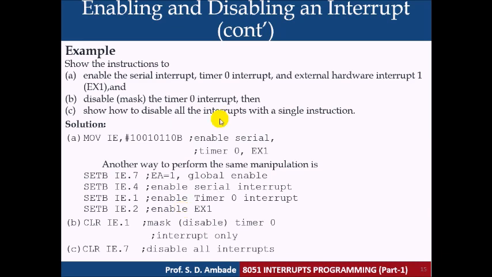The next task assigned to us is to disable the timer 0 interrupt. We can disable it by using a single instruction, CLR IE.1, which means mask the timer 0 interrupt only. Then show how to disable all the interrupts with a single instruction. For that we will use our main switch, the interrupt enable bit. So CLR IE.7, which is our interrupt enable bit, disables all interrupts. It is also called the global interrupt enable or disable bit.